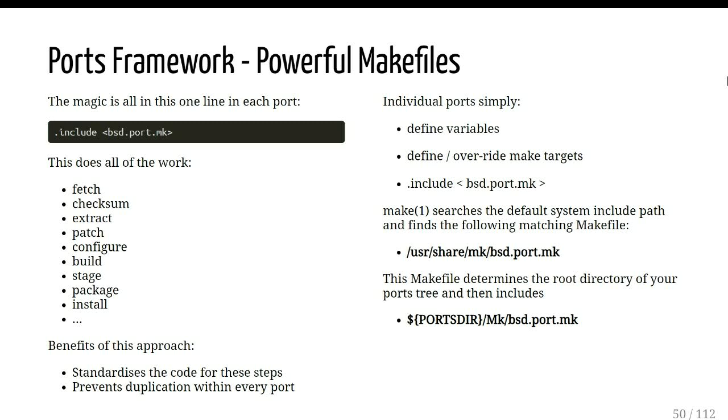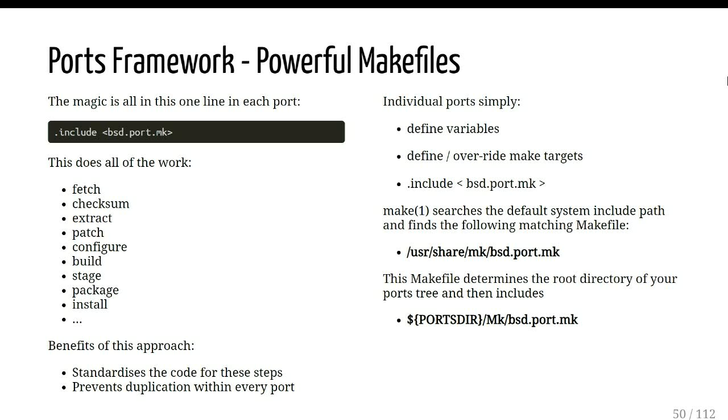When I was actually trying to work out how that works, I realized I didn't know either. So I had to do a little bit of research. I typed man make, and I opened the make man page. It explains in there that there's a default system include path for make, and that default system include path is this folder, /usr/share/mk. And in there, you'll find a bsd.port.mk.